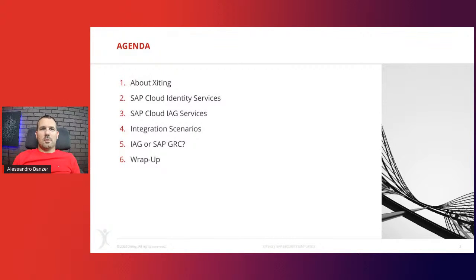We'll be talking about the cloud identity services, which IAG is a part of, but that's not all the cloud identity service is about. There's much more. And then we'll look specifically into IAG. We'll talk about the services that IAG offers. We'll see how we can integrate IAG into our landscape. What can we do? How can we use it in combination or against or with access control or without access control.